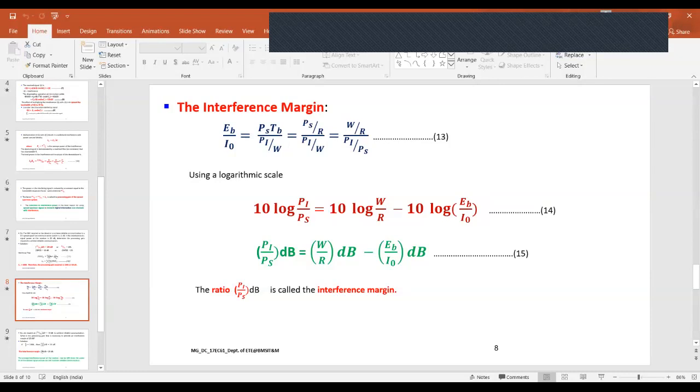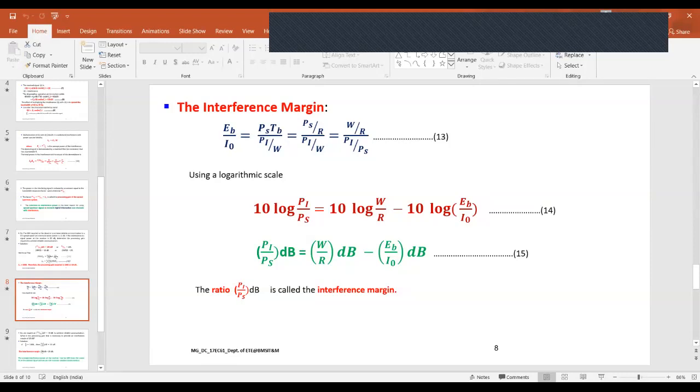I can use log for this. If I want to express the interference power to signal power in terms of logarithm, I can take 10 log of Pi by Ps, which is equal to 10 log of W by R minus 10 log of Eb by I naught. So in terms of dB, Pi by Ps in dB is equal to W by R in dB minus Eb by I naught in dB.